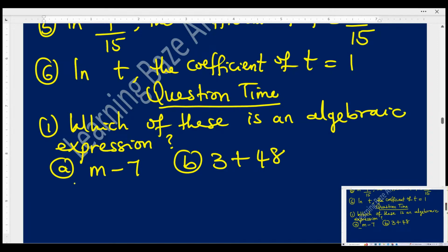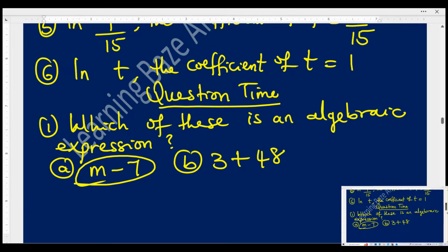So I will underline or ring the option A. So that's m minus 7. If you have any question for me, please type your question in the comment section.